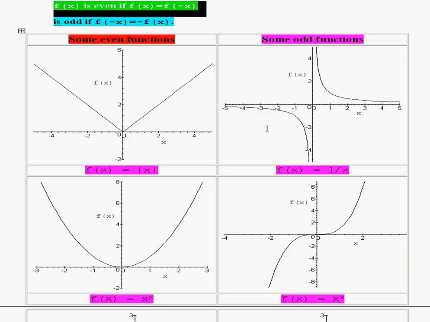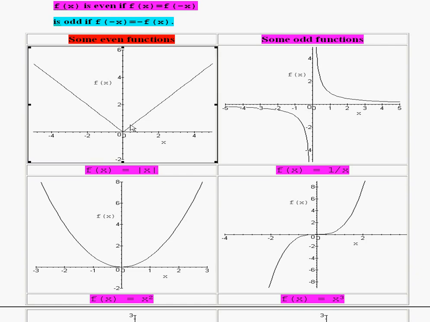So now we look at some examples of even functions and odd functions. Suppose you consider f of x is equal to mod x. This is the graph of f of x is equal to mod x. If you consider an even function, the right hand side part is symmetrical about the y-axis.